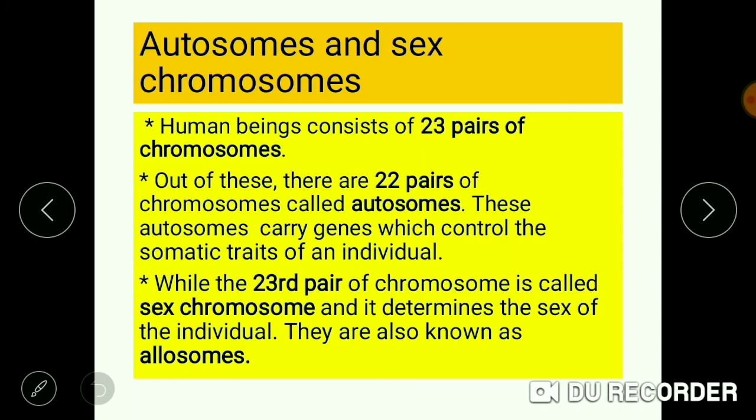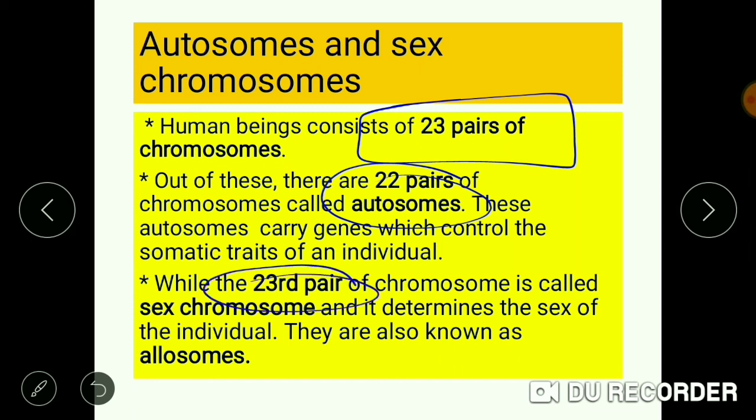Now we move on to the two types of chromosomes, autosomes and sex chromosomes. Human beings consist of 23 pairs of chromosomes. All in all, they contain 46 chromosomes, out of which 22 pairs are known as autosomes, and they are responsible for determining the physical appearance of the individual, while the 23rd pair of chromosomes is known as the sex chromosome, and it determines the sex of an individual, whether it will be a male or a female. They are also known as allosomes.